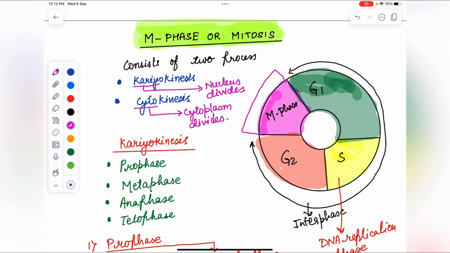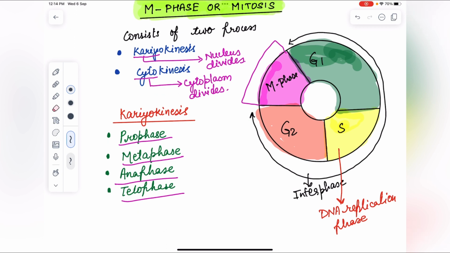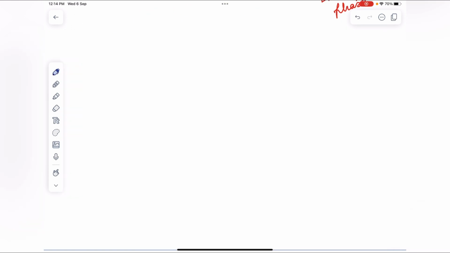So what are the phases of karyokinesis? There are four phases: Prophase, Metaphase, Anaphase and Telophase. We will study all these phases one by one. The actual cell division takes place in mitosis. The cell divides into two daughter cells. The first phase is Prophase, the second is Metaphase, the third is Anaphase and the fourth is Telophase. So we'll see Prophase first.